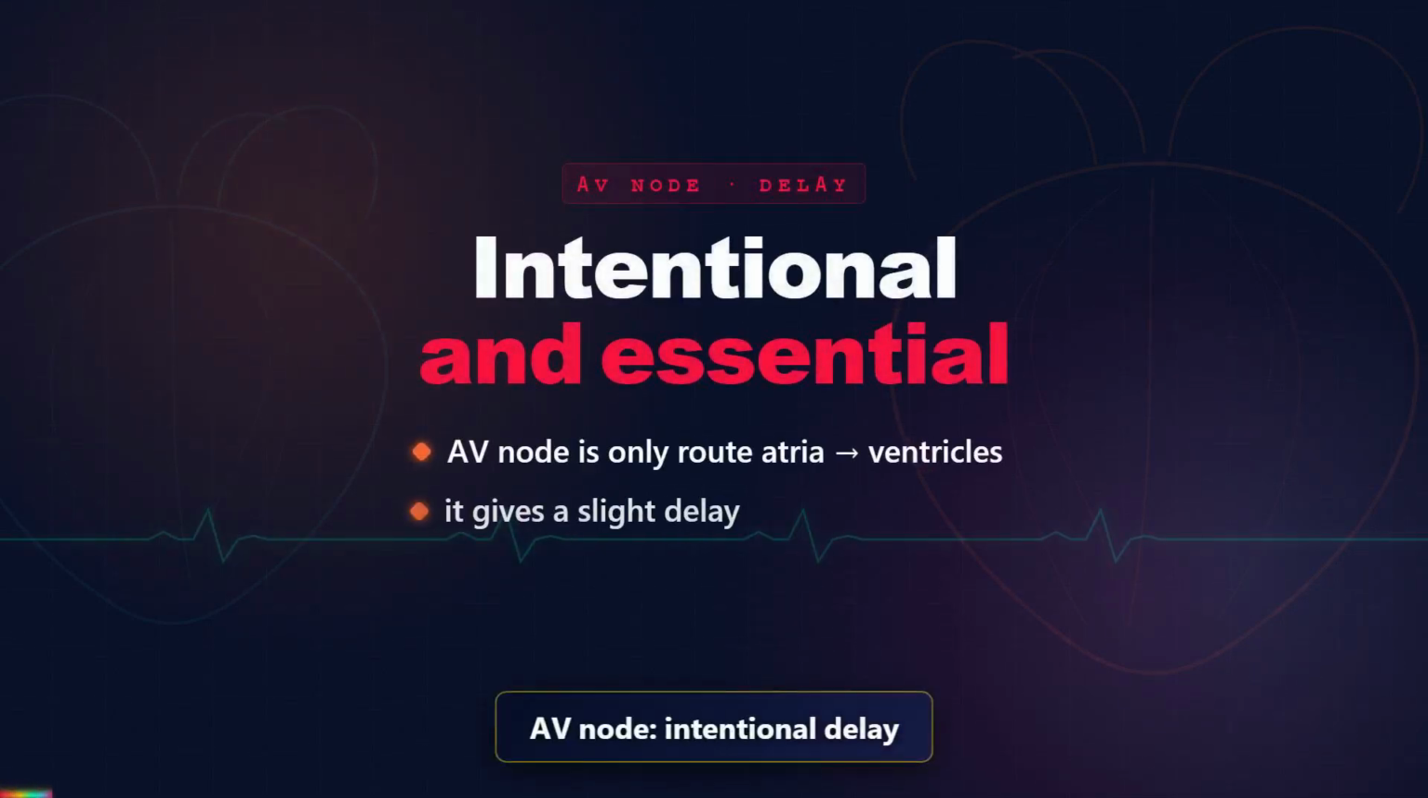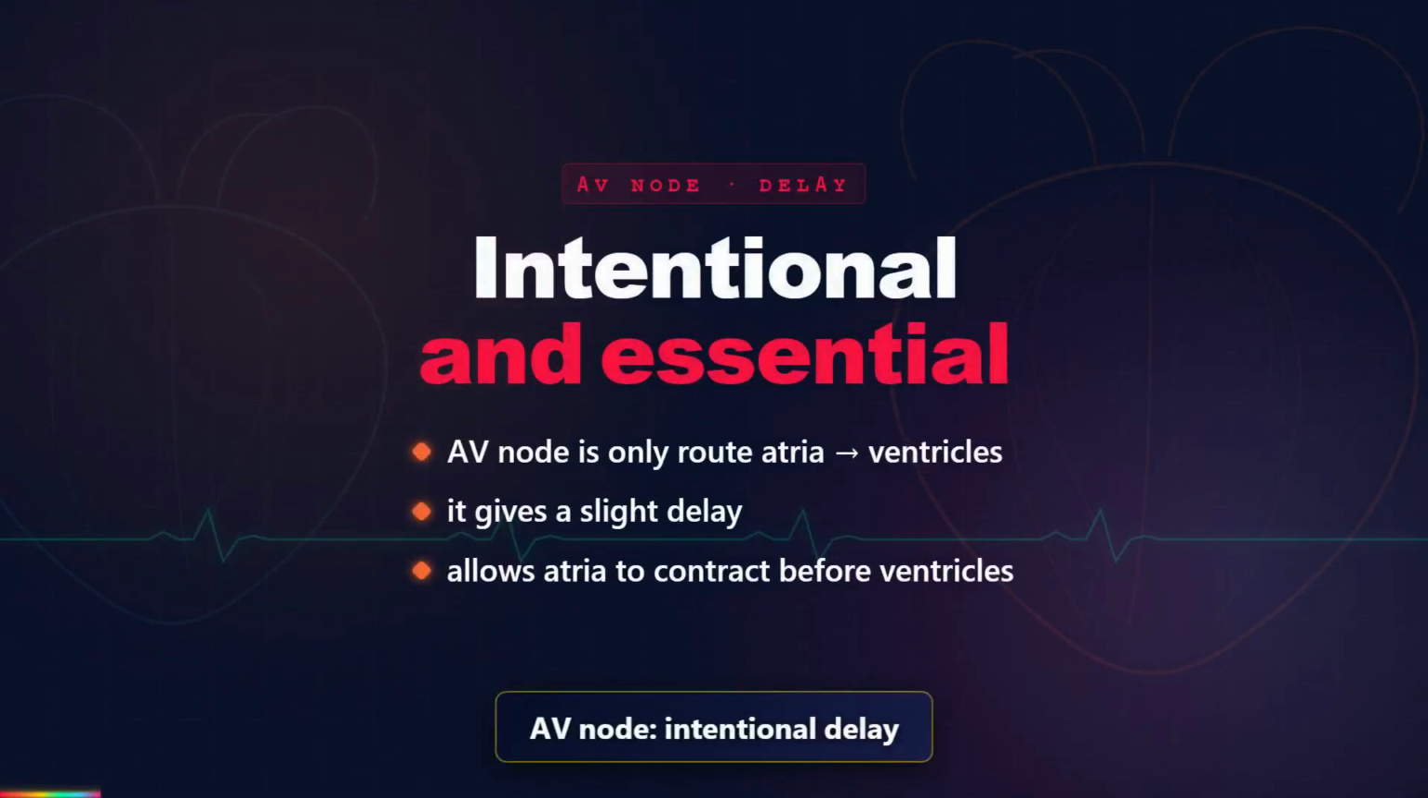Importantly, the fast conduction of the impulse encounters a slight delay at the AV node. This delay is intentional. It allows the atria to complete contraction before ventricular systole starts. Without it, the high ventricular pressure would prevent blood from arriving from the atria.